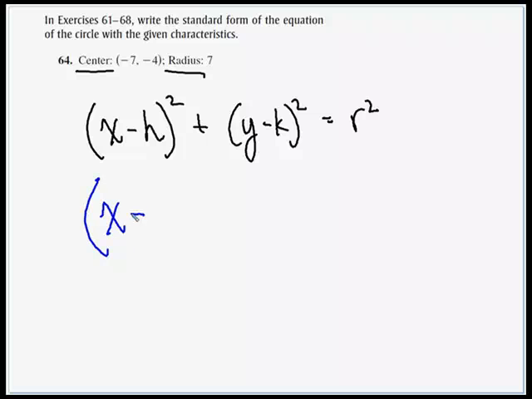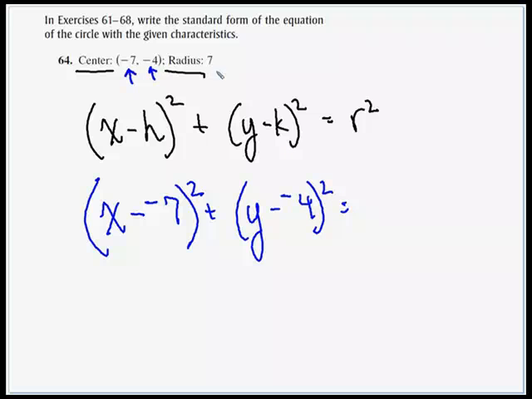So here is x minus, and our center's x coordinate is negative 7. So if I put in there x minus negative 7, and let's even write it out, we'll just do this step by step, plus y minus k, minus the y coordinate, -4, quantity squared, equals, our radius is 7. Over here is r squared, so that's going to be 7 squared. And let's just clean up our signs.